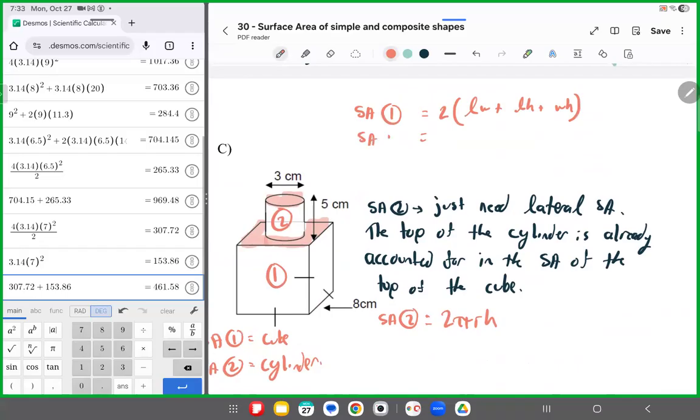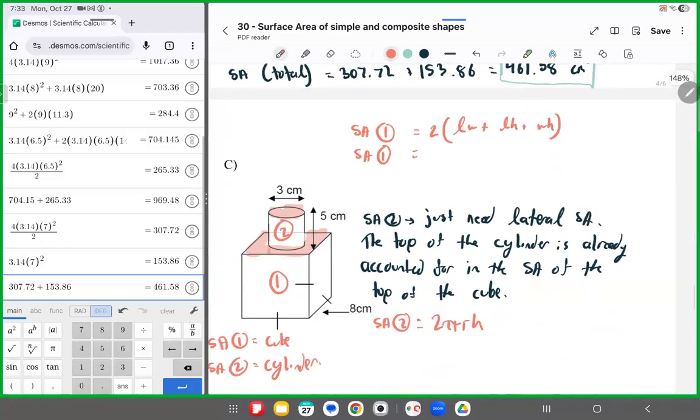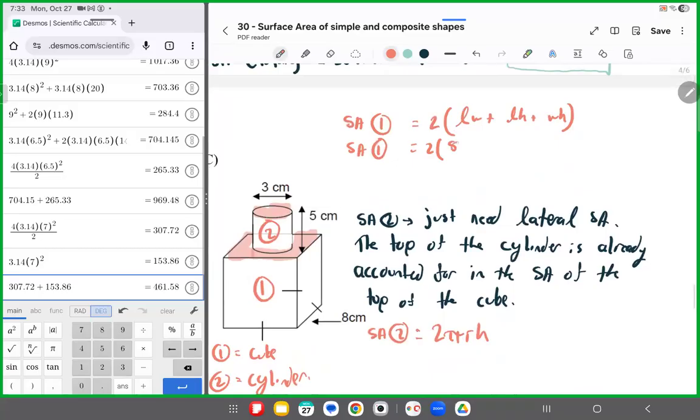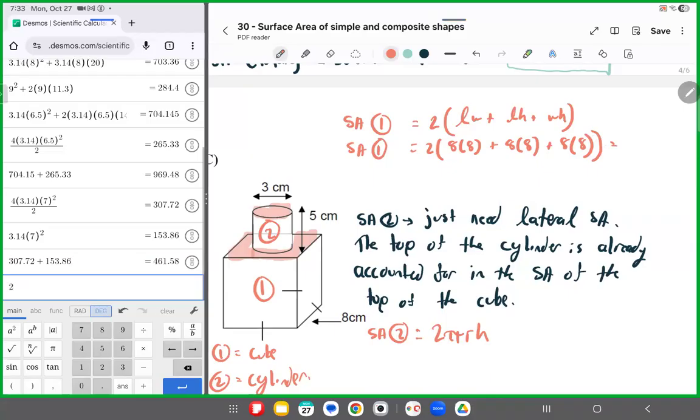So for surface area 1, it's going to be 2 times, now these are a whole bunch of 8s. So 2 times 8 times 8 plus 8 times 8 plus 8 times 8. And so when we type this in, 2 multiplied by 8 times 8 plus 8 times 8 plus 8 times 8, that's going to give us 384 centimeters squared.